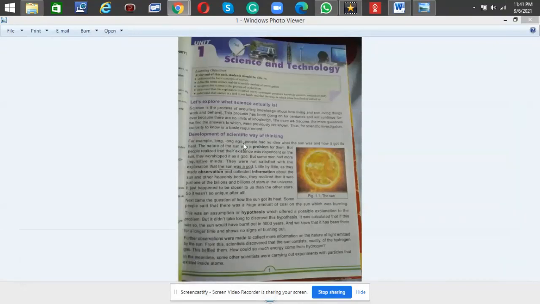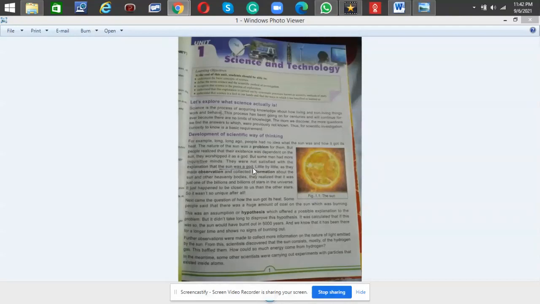Development of scientific way of thinking. For example, long ago, people had no idea what the sun was and how it got its heat. The nature of the sun was a problem for them, but people realized that their existence was dependent on the sun. They worshipped it as a god, but some men had more inquisitive minds.